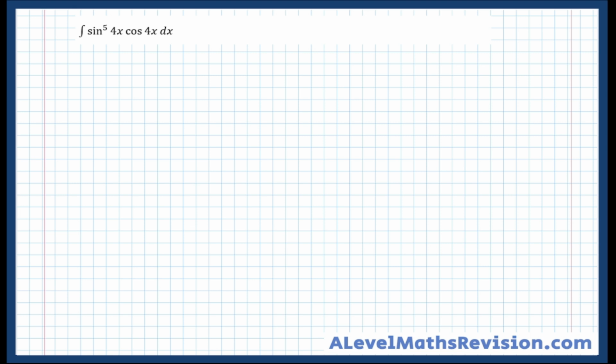So this one here, the integral of sine to the 5 of 4x times cos of 4x dx. Well, if we rewrite it like this, sine of 4x to the power of 5, cos of 4x dx, we can see that the bit in the bracket, the most deeply wrapped part, is sine of 4x. So that's going to be our substitution. So let u equal sine of 4x. And if you want to pause and have a go at yourself, please go for it.